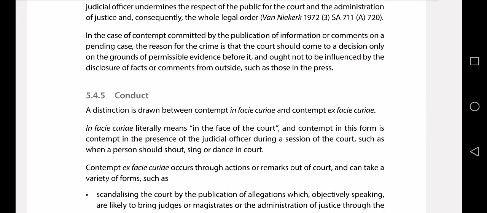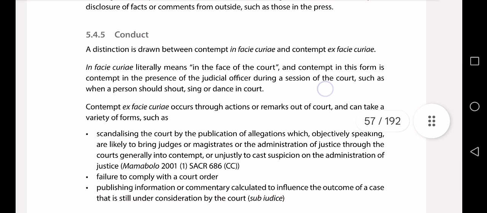In the case of contempt committed by the publication of information or comments on the pending case, the reason for the crime is that the court should come to a decision only on the grounds of permissible evidence before it, and ought not to be influenced by the disclosure of facts or comments from outside, such as those in the press.